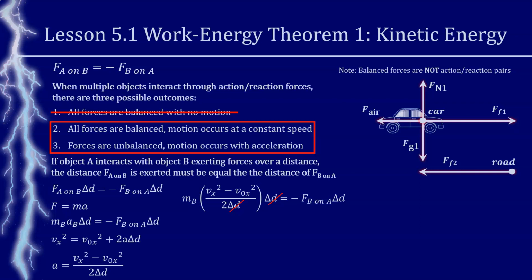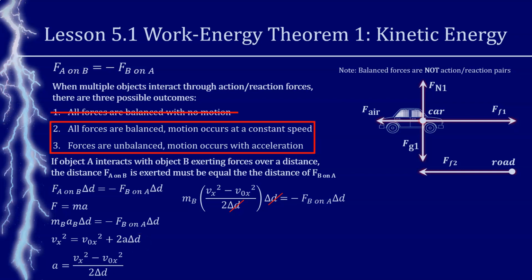And then here's what I'm going to do in the next step. I'm going to distribute that mass of B into the expression in parentheses. That's going to just be multiplied by both of the terms in the numerator. Then I'm going to also distribute the divided by 2 in the denominator. The delta d canceled out, but I can distribute that divided by 2 by multiplying both terms by 1/2. You'll see that in just a moment.